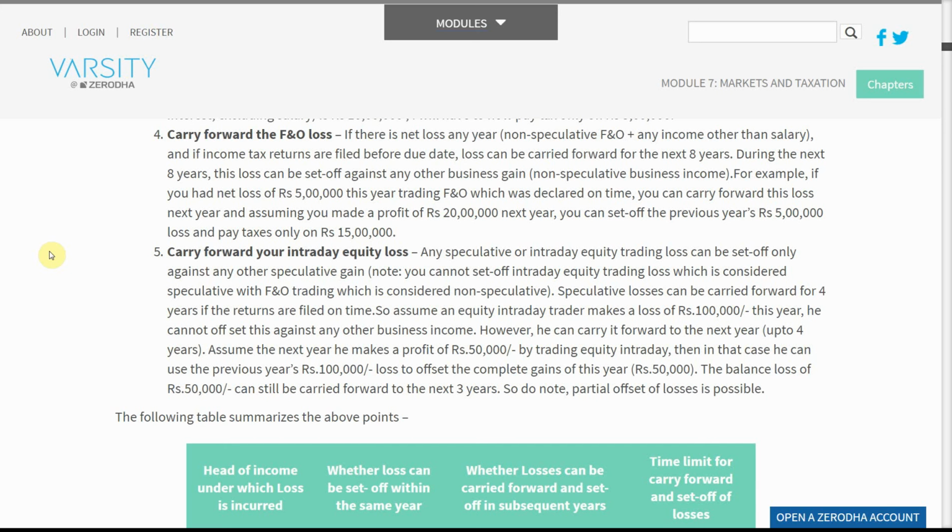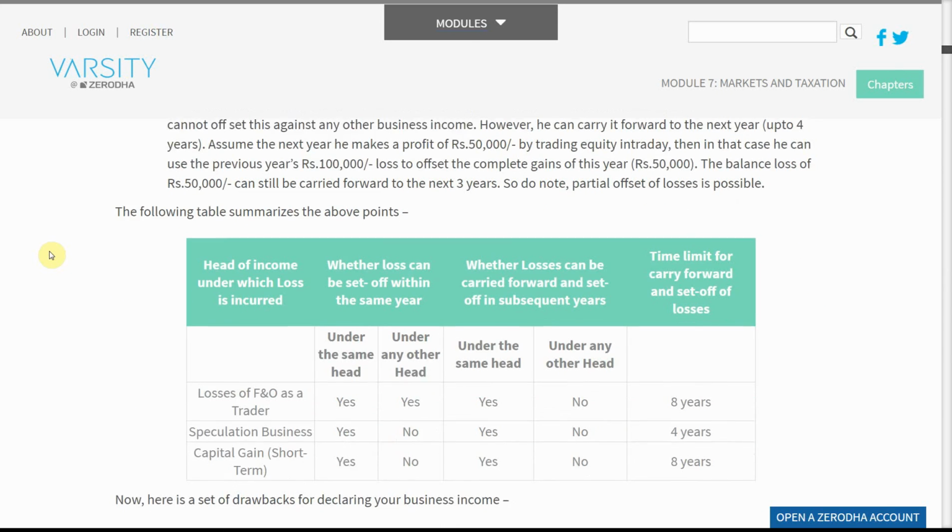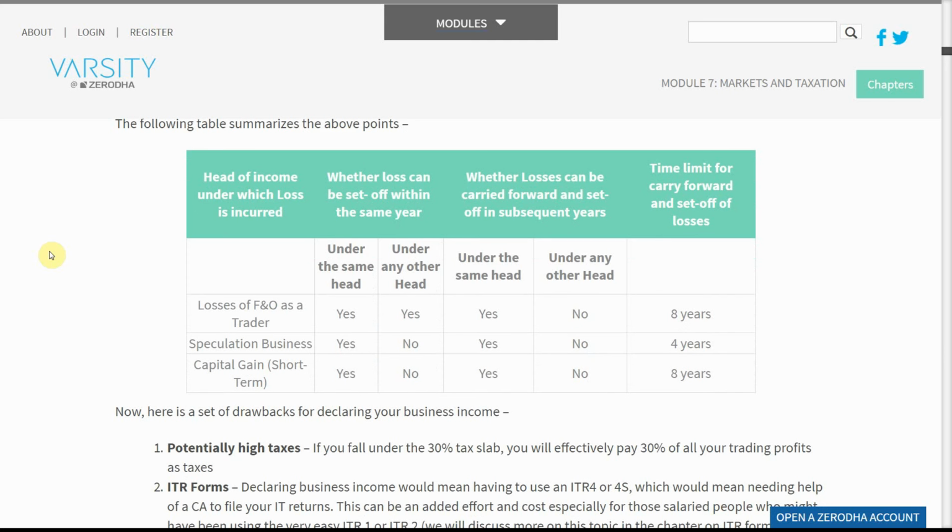The following table summarizes the above points. Head of income under which loss is incurred; whether loss can be set off within the same year, under the same head and under any other head; whether losses can be carried forward and set off in subsequent years, under the same head and under any other head; time limit for carry forward and set off of losses. Losses of F&O as a trader: yes, yes, yes, no, 8 years. Speculation business: yes, no, 4 years. Capital gain, short term: yes, no, 8 years.